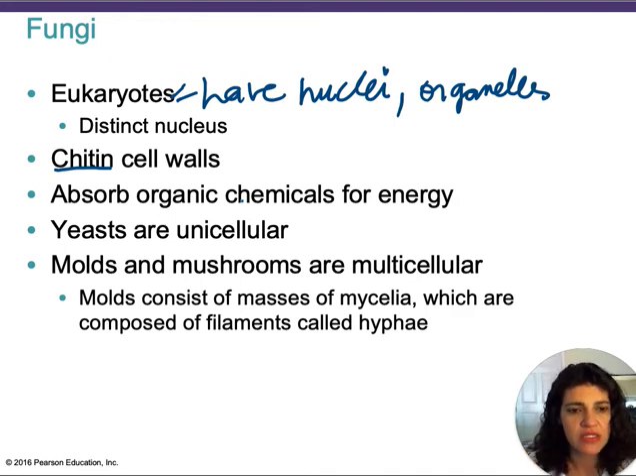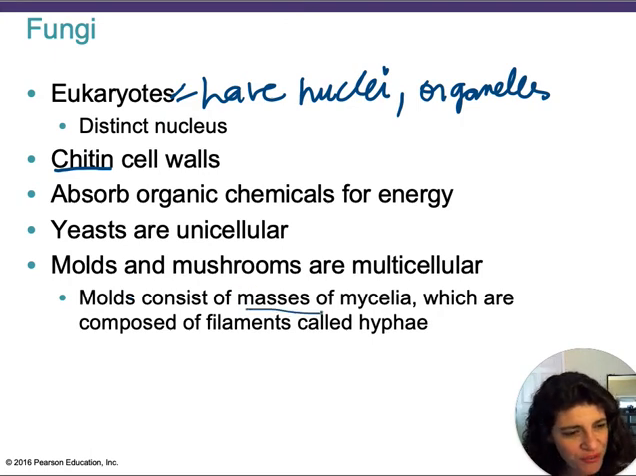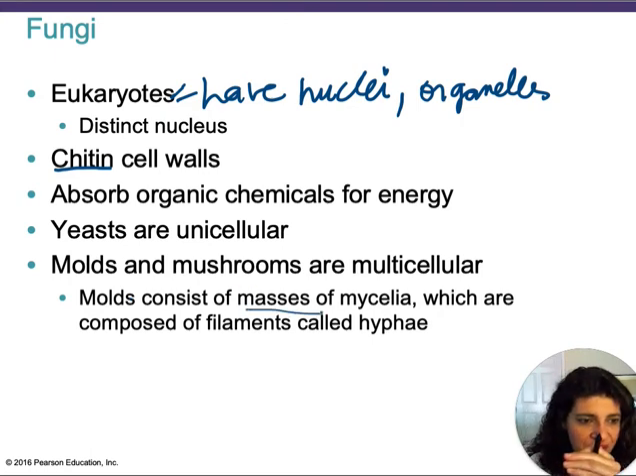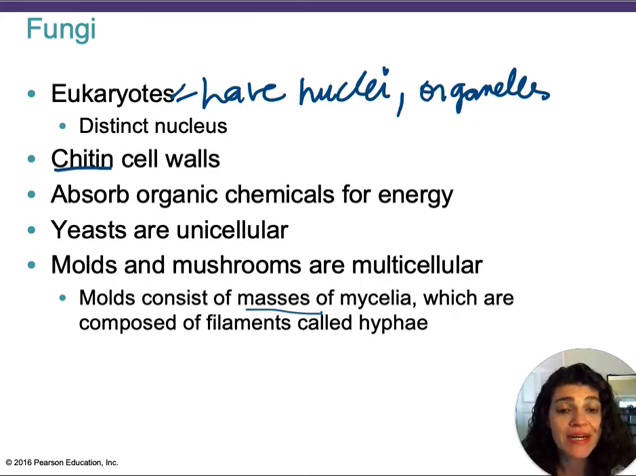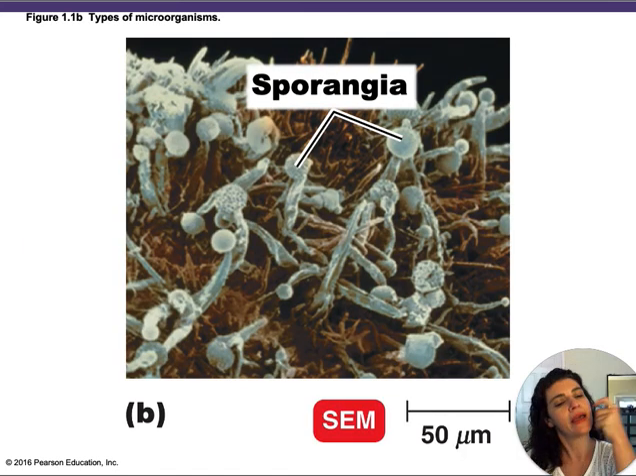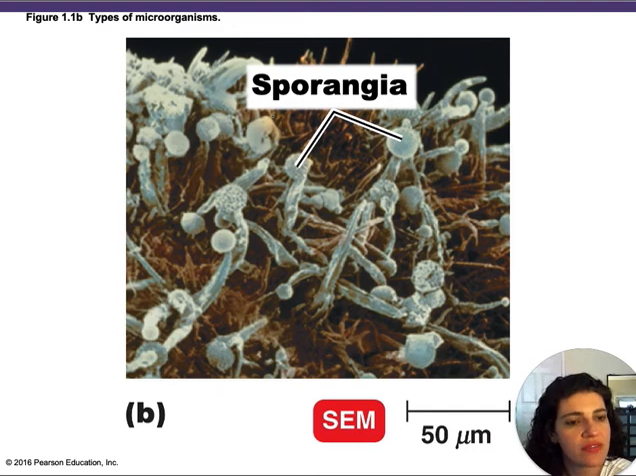A lot of bacteria can also do the same thing. Yeasts are the fungi that are unicellular, and molds and mushrooms are the fungi that are multicellular. Molds are usually masses of mycelia, or these little hyphae that we're going to talk about, and we will detail the structure of fungi later on. But this is how fungi look. This is the spore, and these are the hyphae.